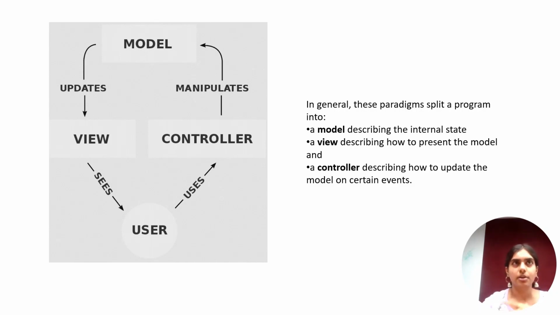The controller talks about how to update your model. So how do you update it at certain events? A good example, in the whole computer screen model, would be your mouse. How exactly are you making changes? How are these changes happening? How are they being updated? It relates more to your mouse or the way you use your system.